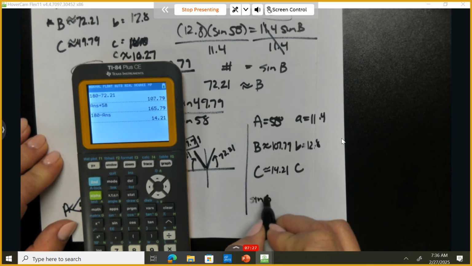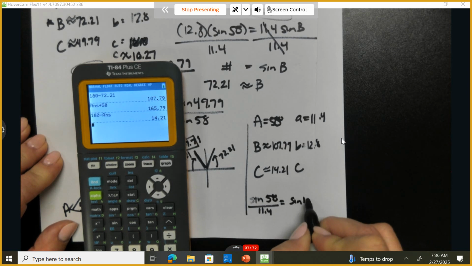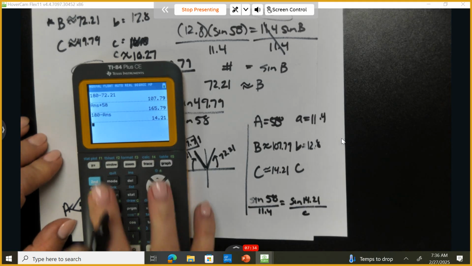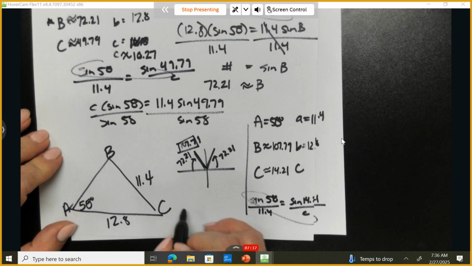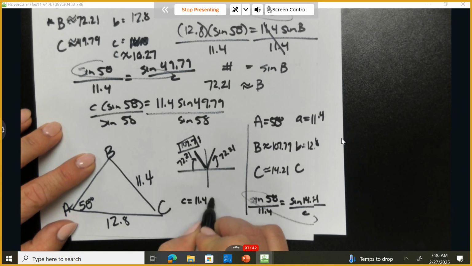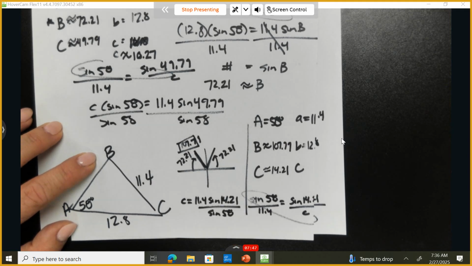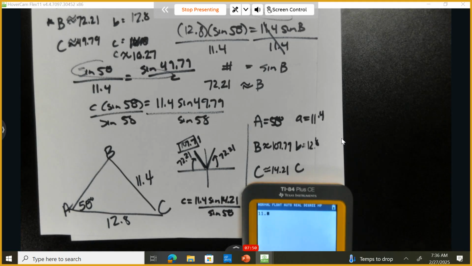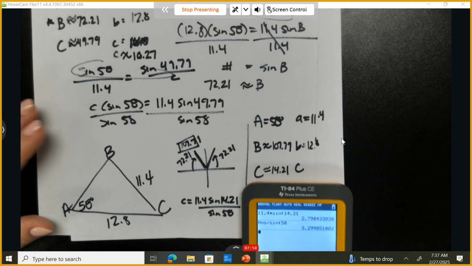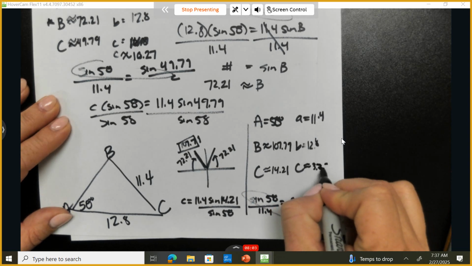So I have sine A, which is sine of 58 over 11.4, equals the sine of 14.21 over side C. I'm going to multiply these, and I'm just going to do a little bit of the work in my head here. So I'm going to take 11.4 times the sine of 14.21 divided by the sine of 58. That's going to give me side C. 11.4 times the sine of 14.21 divided by the sine of 58, and we get approximately 3.29. Oh, it rounds to 3.30.